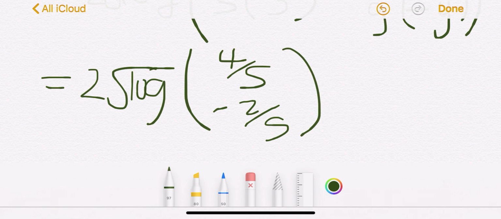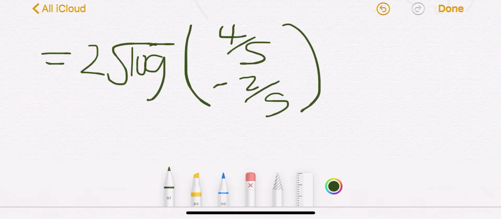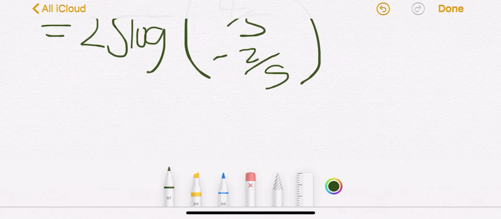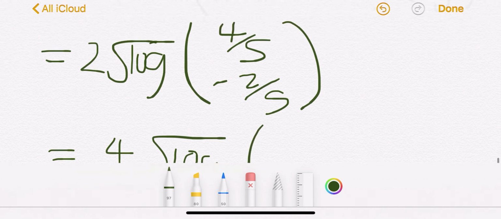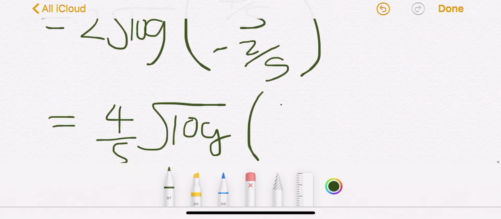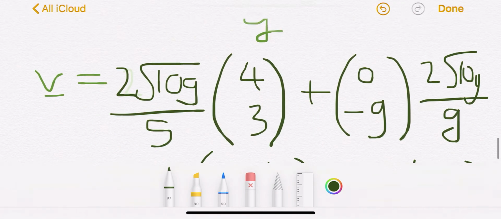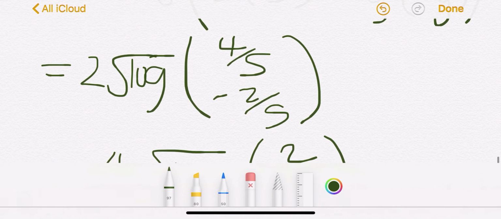Okay, well, it looks useful to factorise 2/5 here. So if we take out 2/5, we get 4/5 of root 10g. And then we're taking out 2/5 here, so that is 2, and that is minus 1. So that is our velocity when it hits the wall.